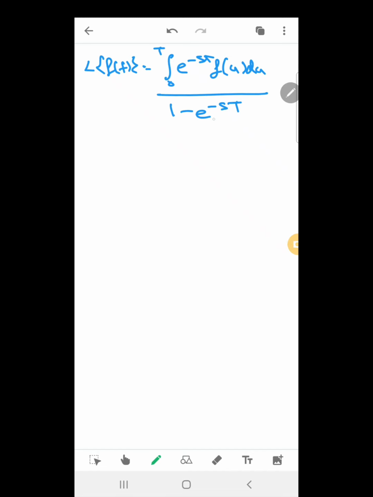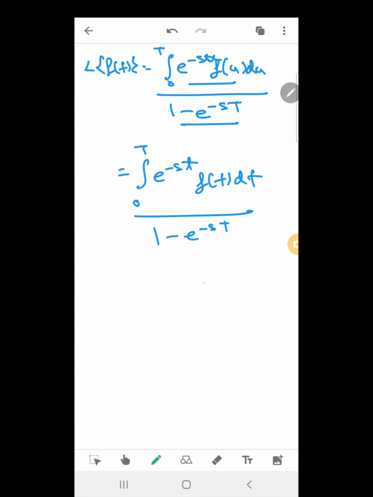So the sum of the infinite GP series gives you this, and above you have this. Now you can change the u to t, so this becomes the integral of e to the power minus st f(t) dt over 1 minus e to the power minus sT. In the previous page, if I made any mistake and wrote t in place of u, please place u everywhere where you had t, because I am writing these calculations from memory.